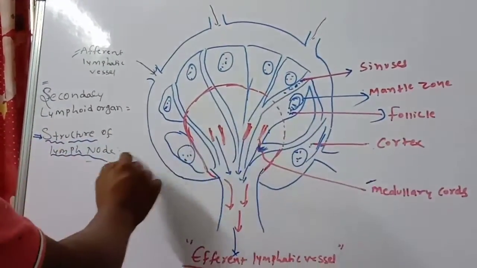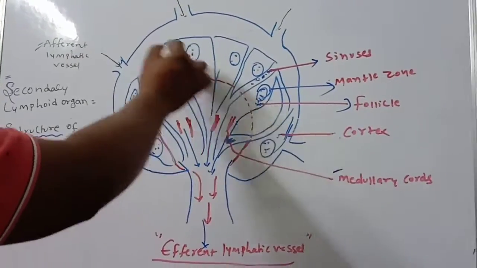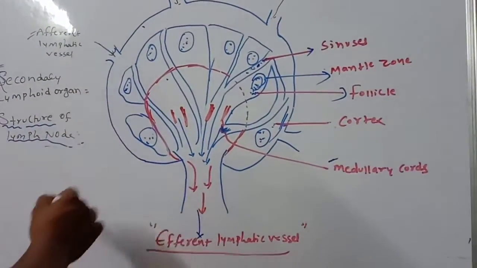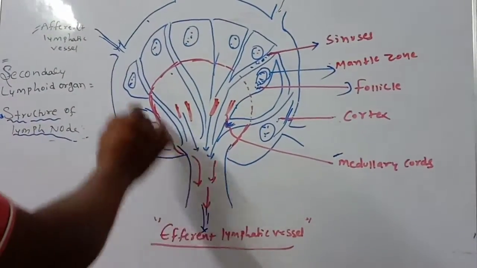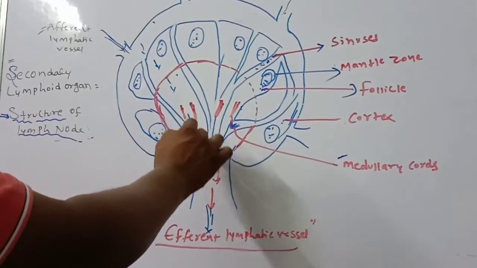Like this, lymph nodes are present, cortex to medulla. Okay, like this, blood will flow, and the lymph will flow in this direction. Efferent to efferent, it will cross. So cortex to medulla, like that.